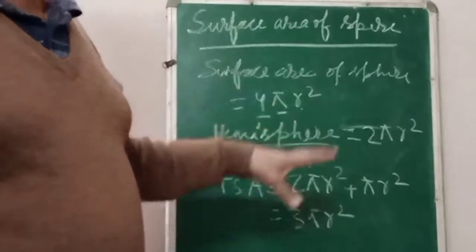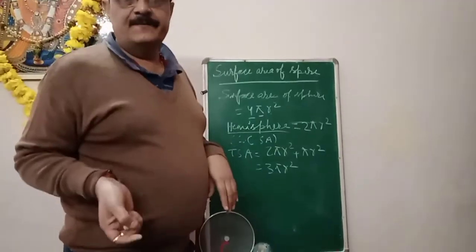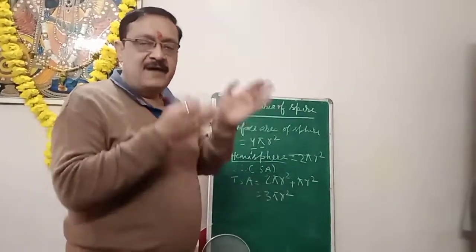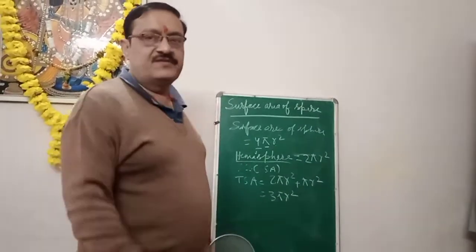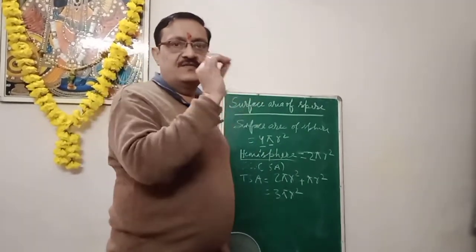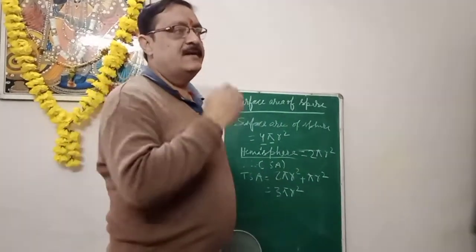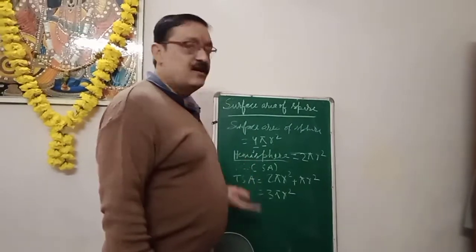This is important for us to remember. Surface area of a sphere is 4 pi r square. Half of the sphere is called hemisphere, and for half portion of that sphere, that is hemisphere, the curved surface area is the surface area of a sphere divided by 2, that is 2 pi r square. And when we add up the circular portion also, then we get the total surface area of hemisphere.